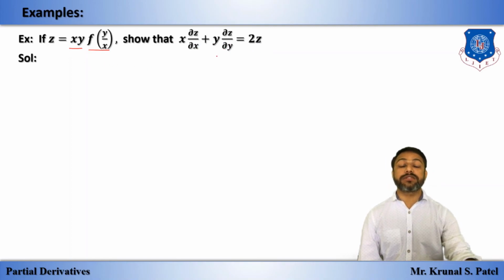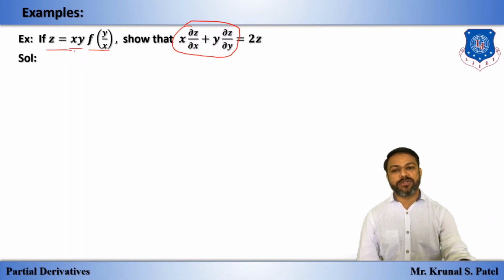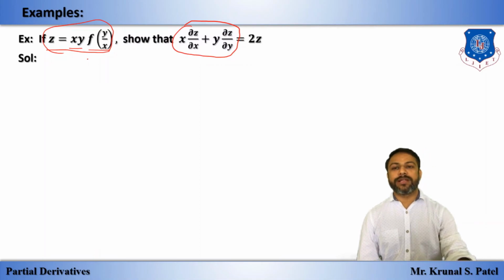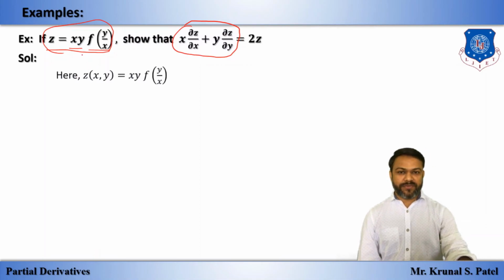In this example, there is no mention of the word Euler's theorem. So how do we understand that this example is from Euler's theorem? You have to observe the left hand side. If the left hand side is the statement of Euler's theorem, then you have to check for a homogeneous function, and if the given function is homogeneous, then we can apply Euler's theorem directly. So let's start with this given function, and as I told, to check a homogeneous function, z is written as z of x comma y.